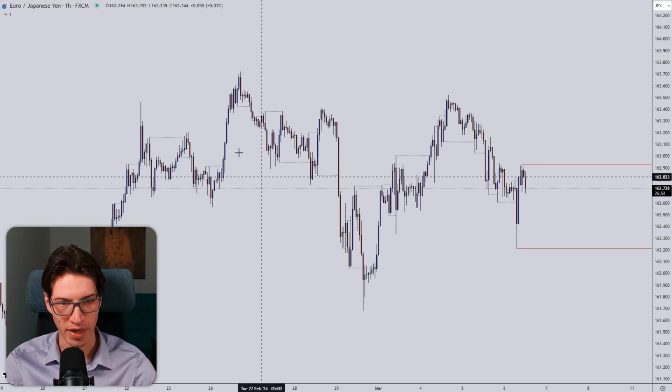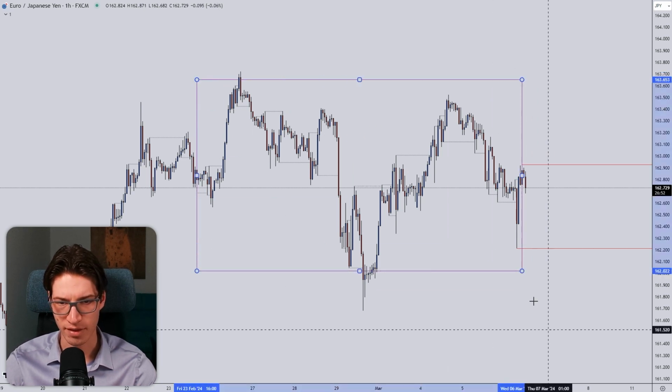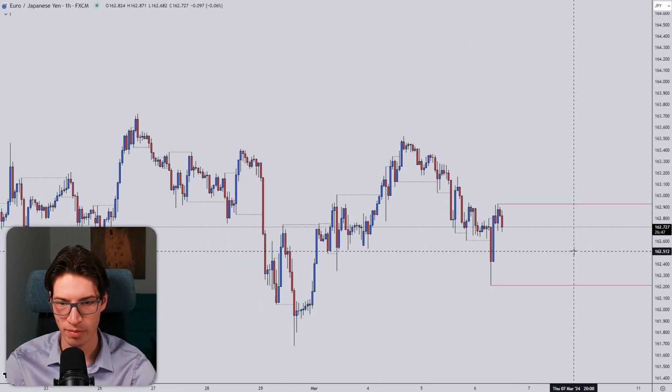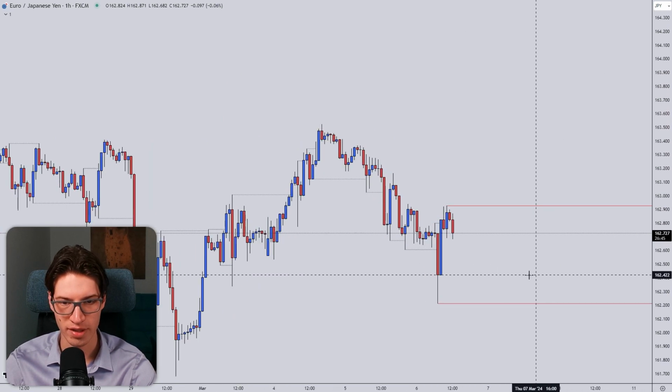The range bound entry, that is. This is flat, this is range bound as well, but if I zoom in, I can see a bit of potential, which is the reason I'm gonna put a Euro Japanese yen on the watch list as well.